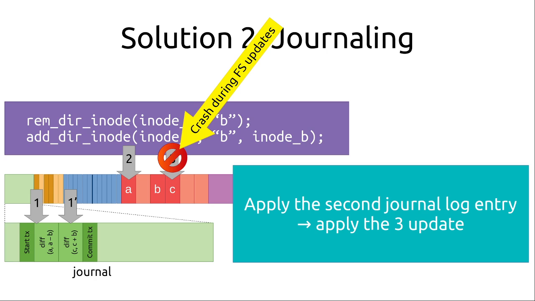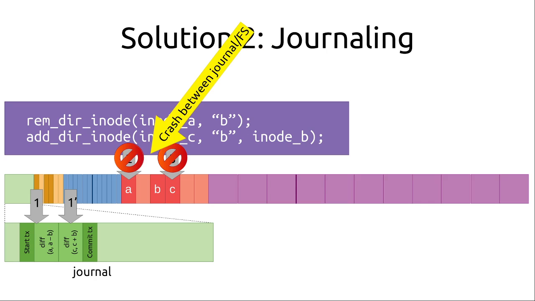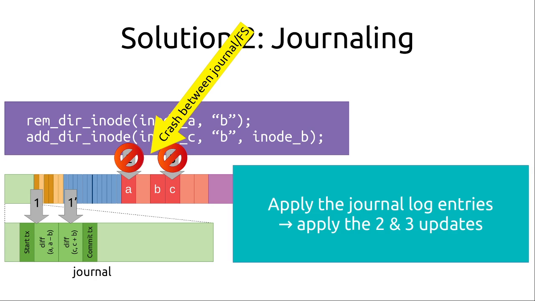Okay. What happens if we get a crash between when we write the journal and when we make the modifications to the other file system data structures? Think about it for a second. Come back, pause, come back. So what happens if we get a crash after the log has committed but before the updates? Well, that's simple. We just apply both of the updates in the log and we have a consistent version of the file system, right?